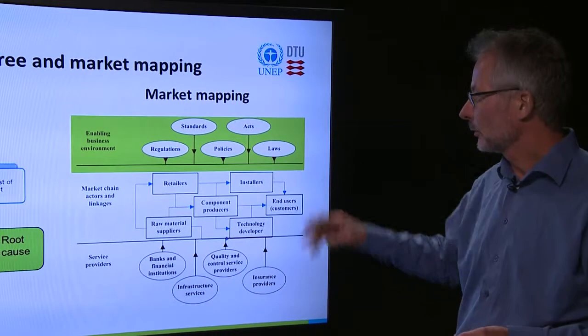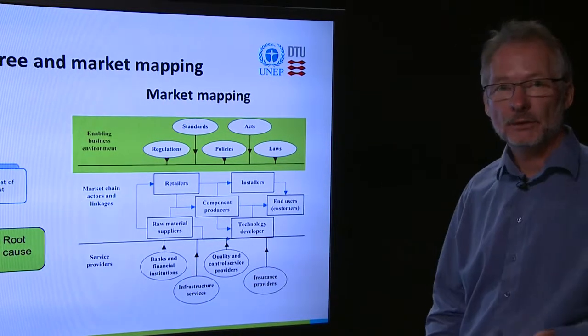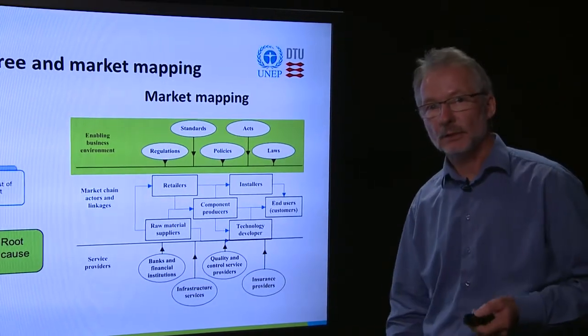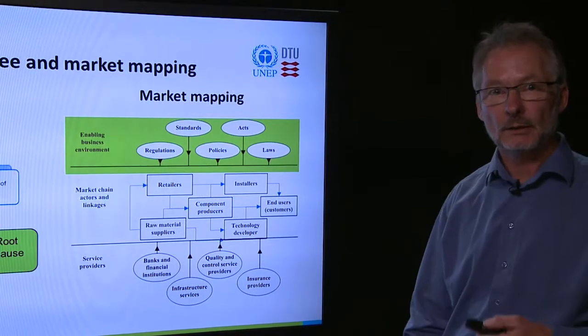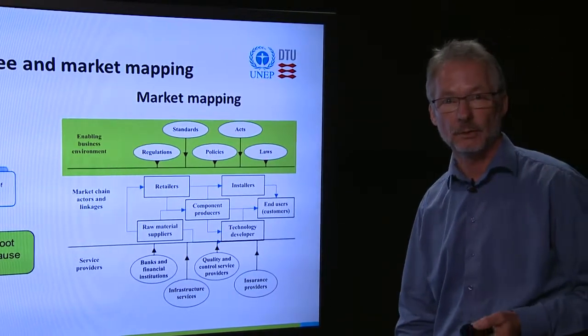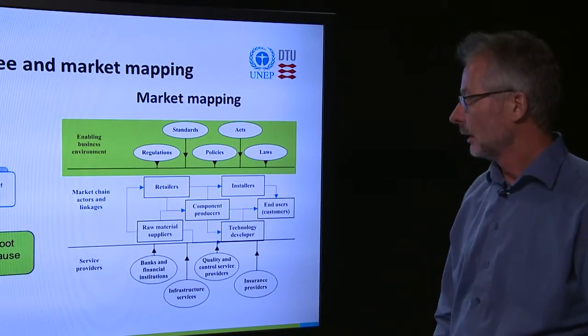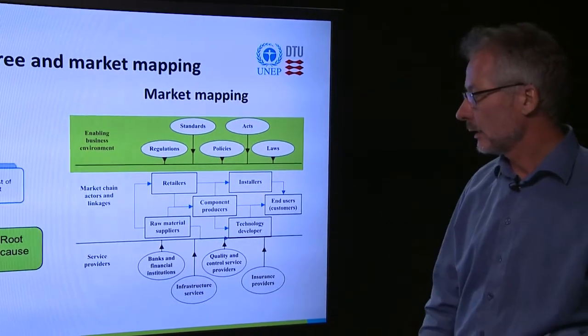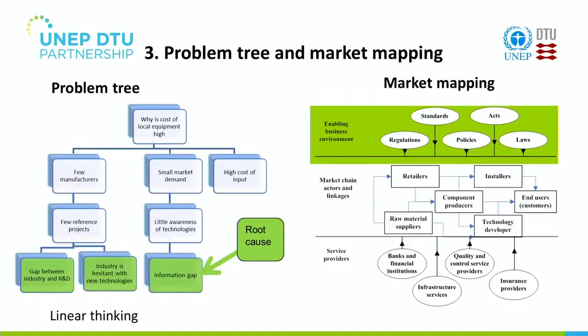The market mapping approach is drawing its inspiration from the technology innovation system approach and the value chain approach, which is well known from the research community. And we can say here that the problem tree is illustrating a form of linear thinking, while the market mapping approach is illustrating a system thinking.